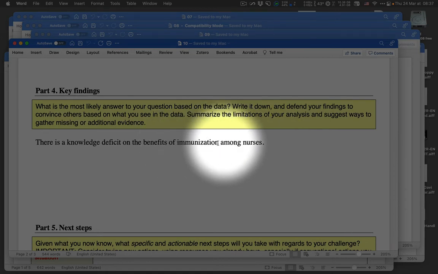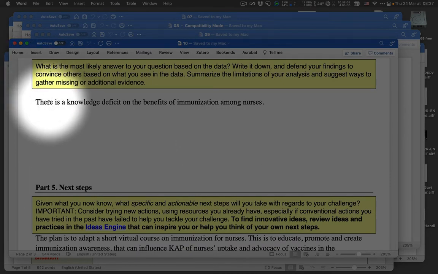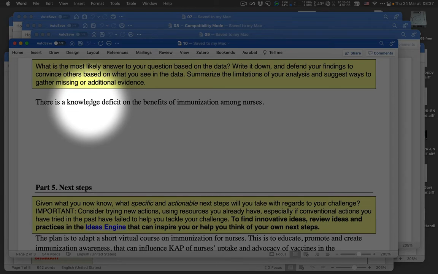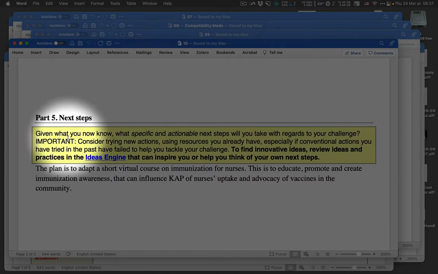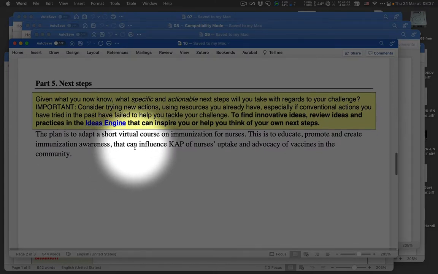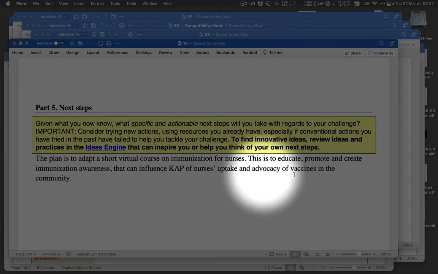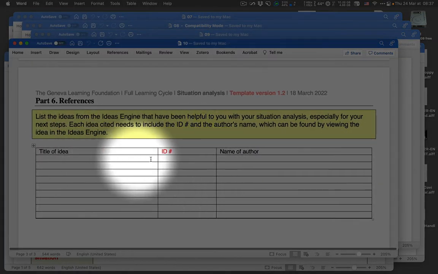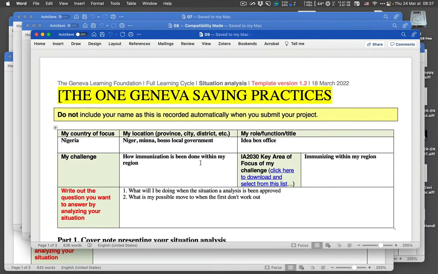Key findings. All right. Knowledge deficit on the benefits of immunization. That's an interesting finding. But have you done root cause analysis, which means have you asked why is there a knowledge deficit? Is it lack of pre-service training, lack of in-service training? Is it misinformation? We want to go deeper in order to get to the root cause of the problem. That's the point of situation analysis. Now, the next step is, all right, here the person has mapped out a short virtual course. So that would make sense indeed if there is a knowledge gap. But there could be other things going on. So you'd want to make sure that you've gone all the way down. But this is promising, and it still does not have Ideas Engine references for the next steps. It's really encouraging you to use the Ideas Engine to inspire you to find innovative next steps.